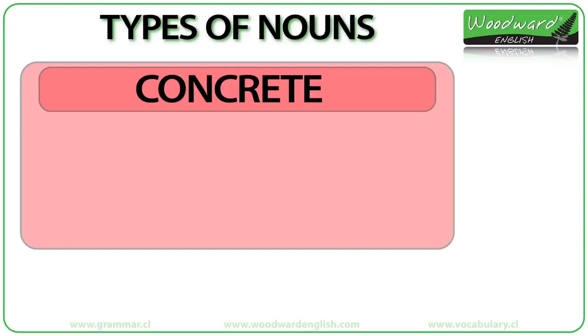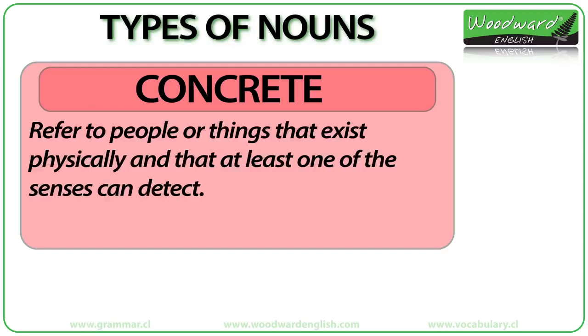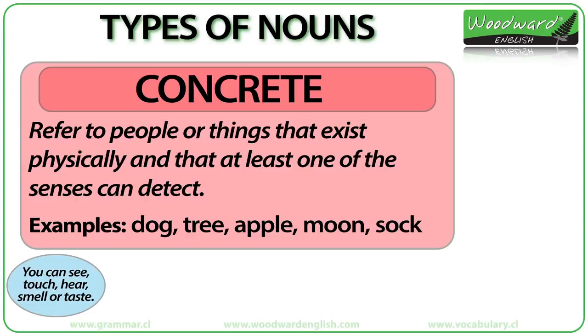Concrete nouns. Concrete nouns, sometimes known as material nouns, are nouns that refer to people or things that exist physically and that at least one of the senses can detect. This means you can see, touch, hear, smell, or taste it. Some examples of concrete nouns are dog, tree, apple, moon, and sock.